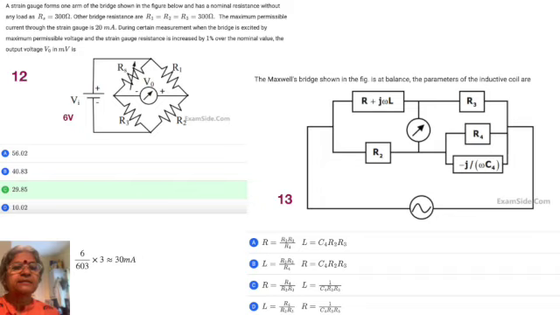Other bridge resistances are, as is very clear, R1 equal to R2 equal to R3 is equal to 300 ohms. They should be equal. The maximum permissible current through the strain gauge is 20 milliamps. So it is sensitive, and it can allow only 20 milliamps.